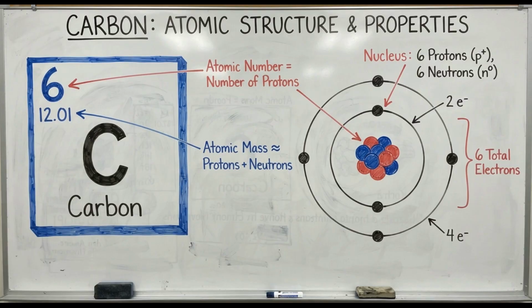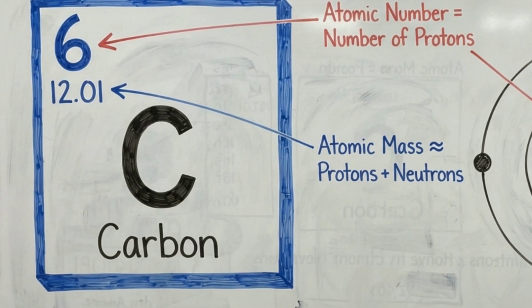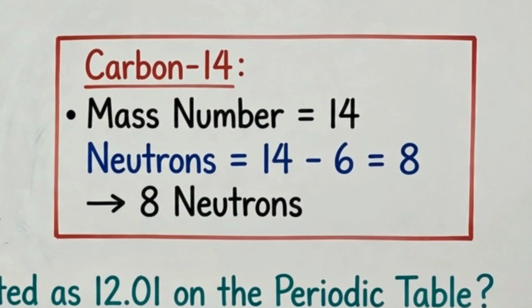Okay, so we've got the protons sorted, but how do we figure out the rest of the nucleus? Second, calculate your neutrons using a really simple subtraction trick. Since atomic mass is roughly protons plus neutrons, neutrons just equal the mass number minus the atomic number. Take the isotope carbon-14, for example. A mass number of 14 minus 6 protons leaves exactly 8 neutrons.